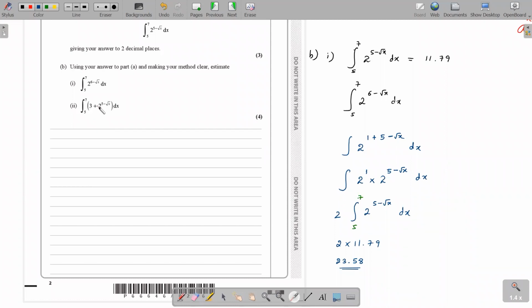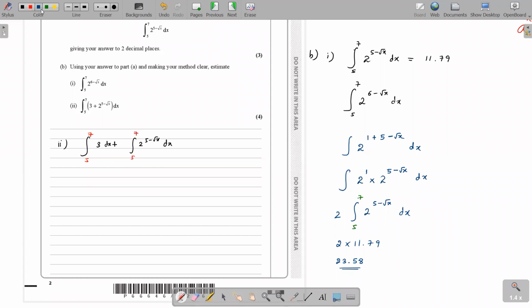Roman number 2, they say to find, using your answer to part A, the integration of 3 plus 2 to the power 5 minus root x. So in this case, you can clearly see you have the 3 as a separate addition with 2 to the power 5 minus root x, right? So when you integrate, how does it work? You can integrate the 3 separately and the 2 to the power 5 minus root x separately. Why? Because it's an addition. So because it's addition, we integrate 3 separately from 5 to 7, and 2 to the power 5 minus root x separately from 5 to 7.